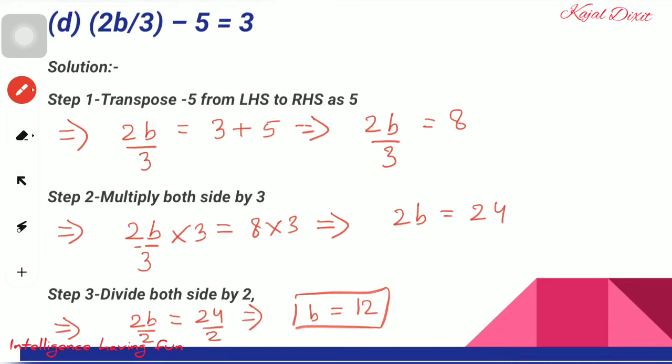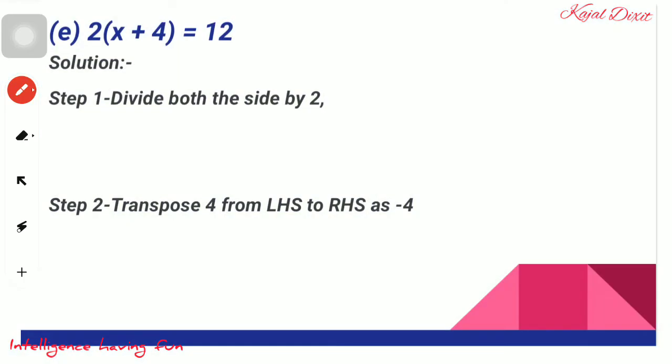Now let us discuss another equation, which is of the form 2 into x plus 4 is equal to 12. So here we first have to remove this 2 from this bracket, which is in multiplication with it.